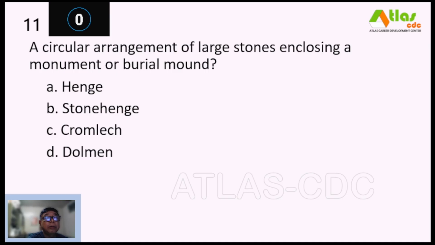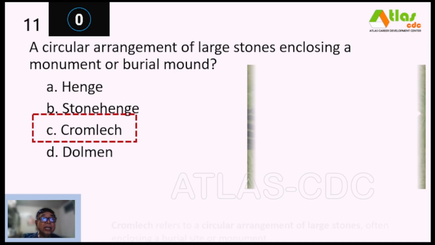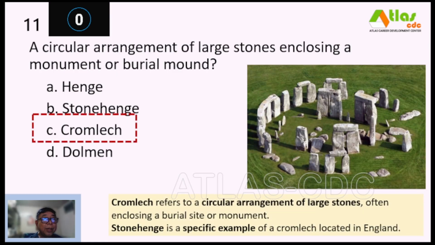And our correct answer is letter C, Cromlech. So cromlech refers to a circular arrangement of large stones, often enclosing a burial site or monument. Stonehenge is a specific example of a cromlech that is located in Salisbury, England.